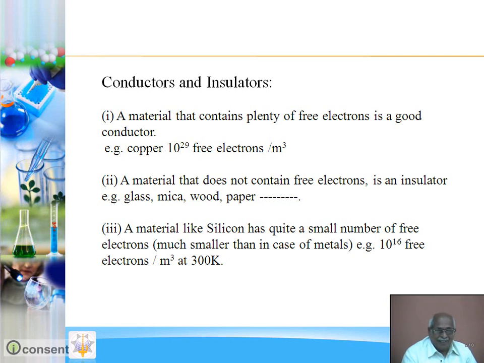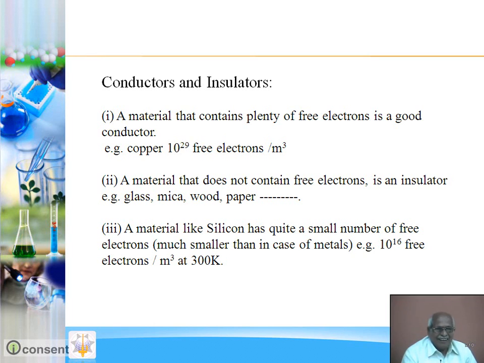So what is the difference between conductors and insulators? Any material that contains plenty of free electrons, ocean of free electrons, is a good conductor. A material that does not contain free electrons is an insulator.